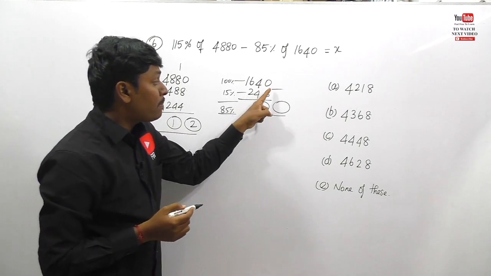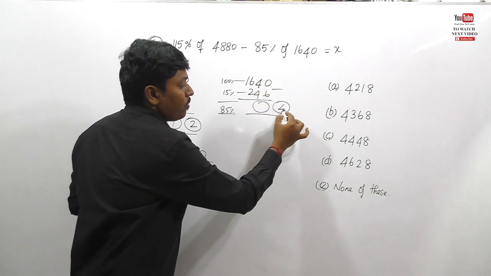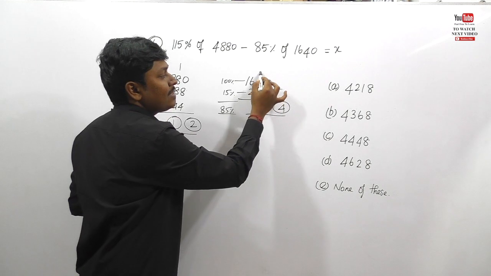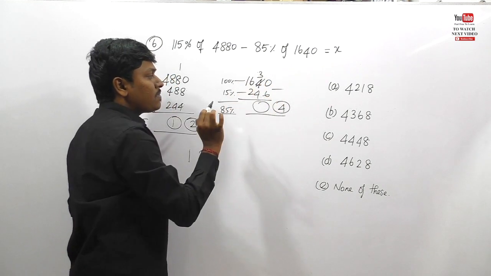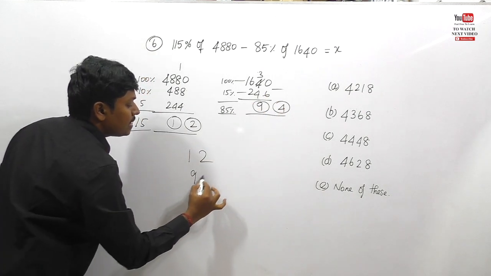Similarly, but here we need to subtract, right? So 0, 6. So 10 minus 6. The resultant will be 4, friends, right? And here it is 3. So 13 minus 4. 13 minus 4, the resultant will be 9. So finally we got the last 2 number, that is 94.